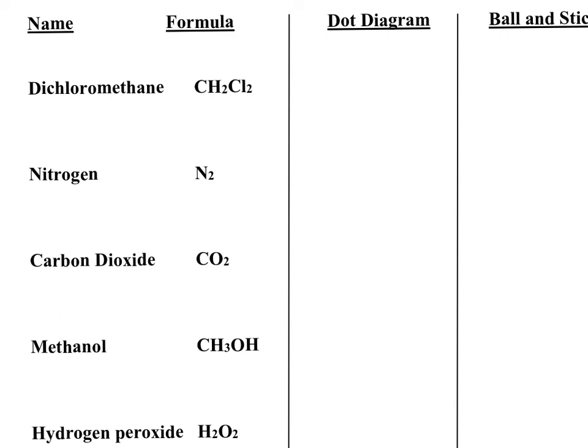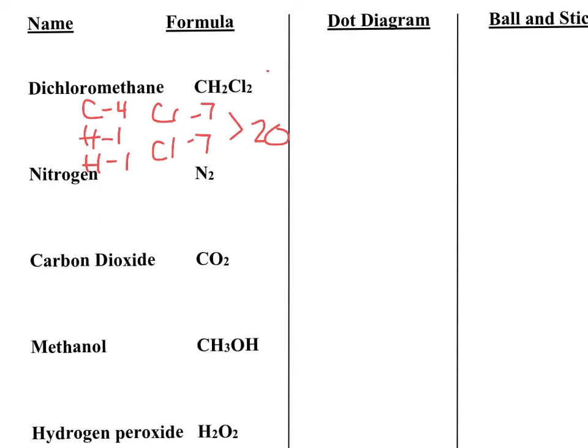Starting on the next page, dichloromethane. We've got a carbon, hydrogen, hydrogen, and 2 chlorines. Carbon's a group 14, so it has 4 valence electrons. Each hydrogen is in group 1, so it has 1 valence electron. And chlorine is in group 17, so it has 7 valence electrons. Add all that up, 7 and 7 is 14, plus 4 is 18, plus 2 is 20. So you have a total of 20 valence electrons, all right?